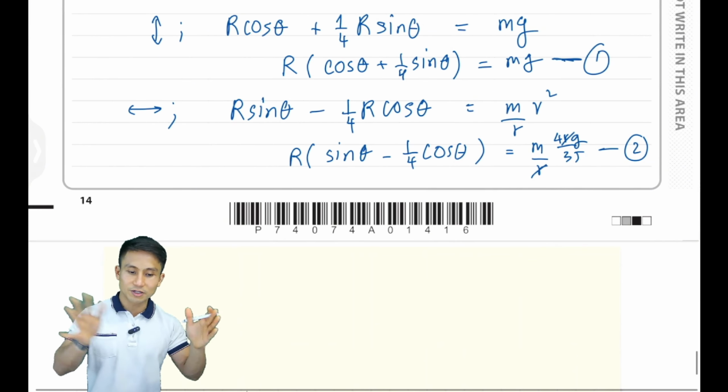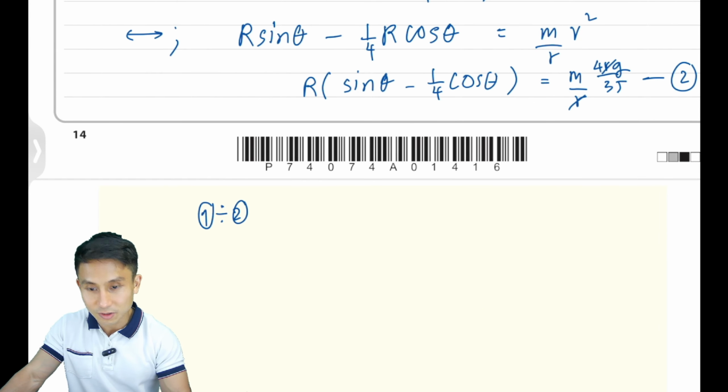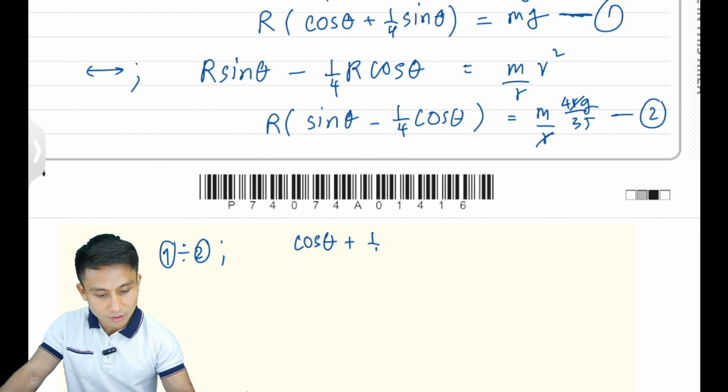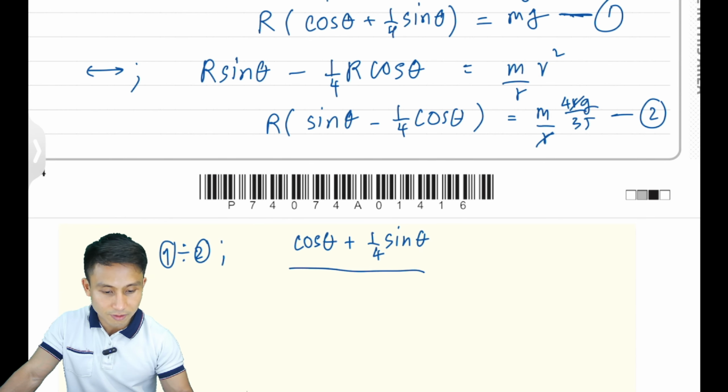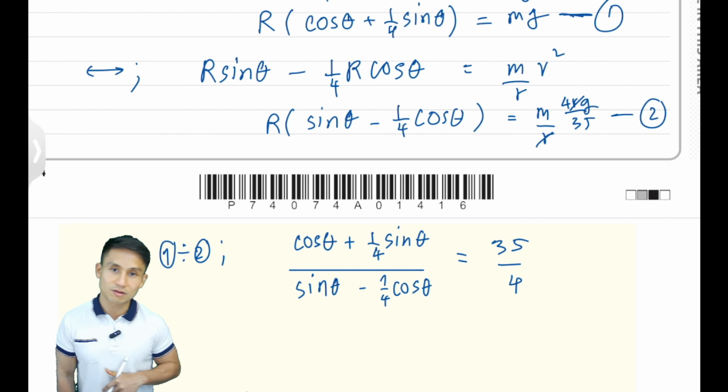Now if you divide the first by the second equation, you'll see that R cancels, right? So I'm just going to do the first divided by the second equation here. R will cancel. You put the left hand side of the first, which is cos theta plus 1/4 sine theta, divided by the left hand side of the second, which is sine theta minus 1/4 cos theta. And then the right hand side divided by the right hand side, the mg will cancel. And then you would have 35 divided by 4, just flipping that, because it's a divider there, that's why 4 and 35 swap.